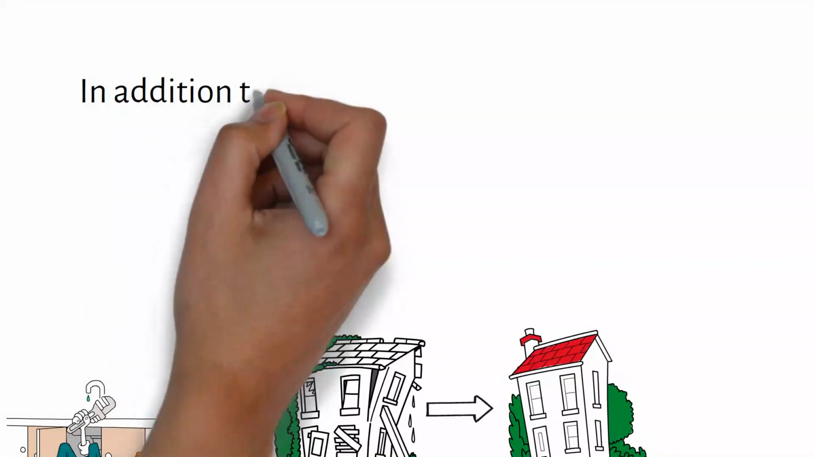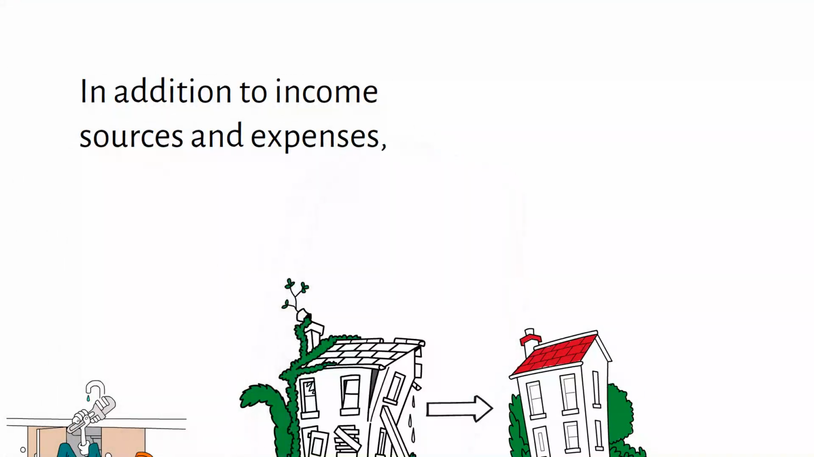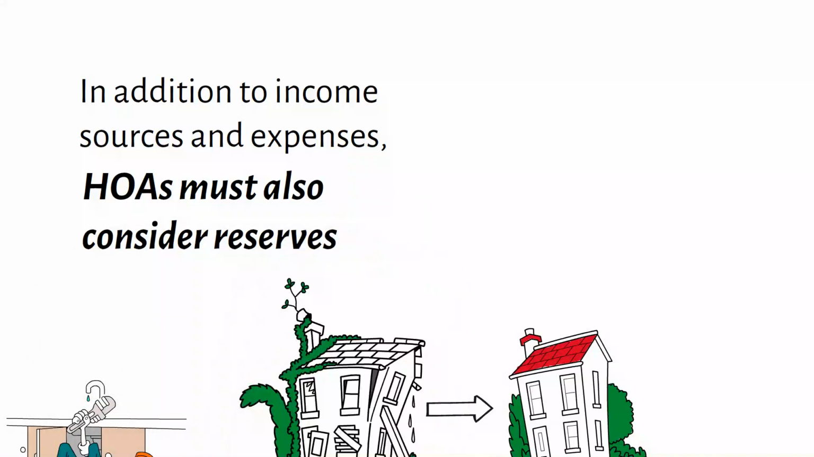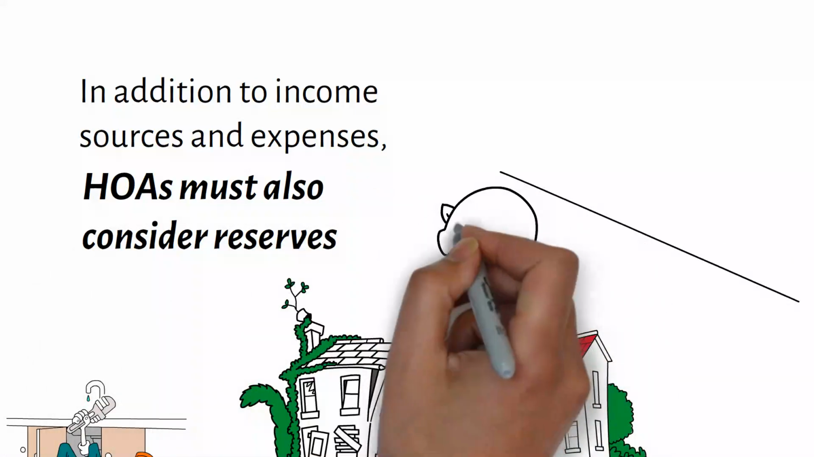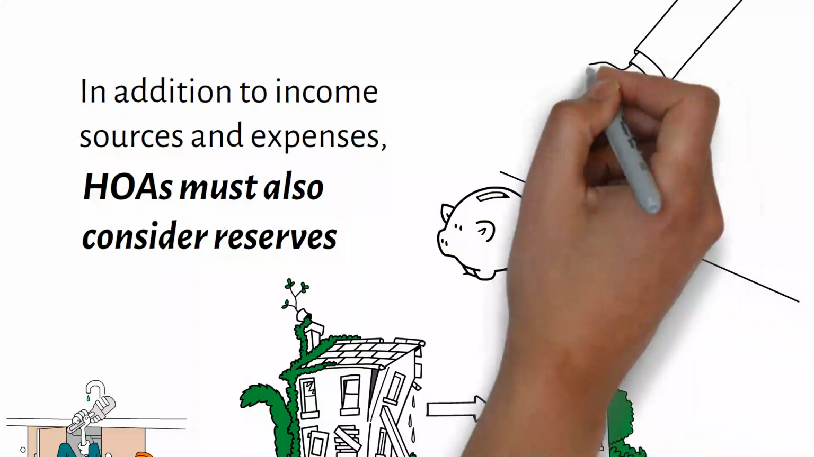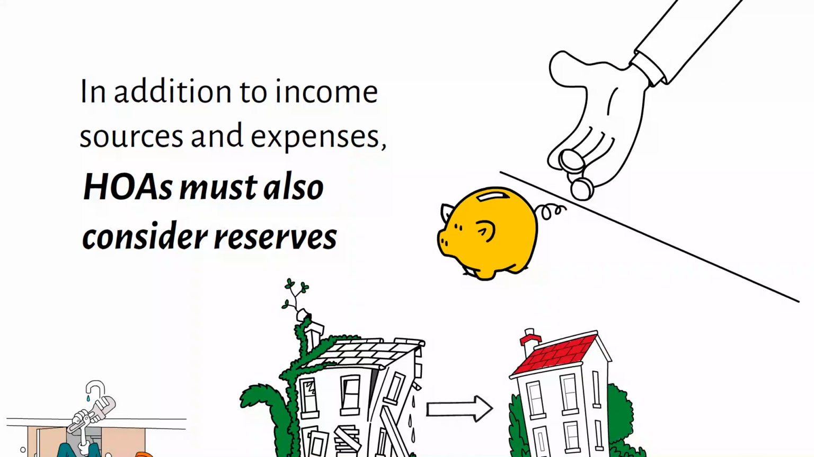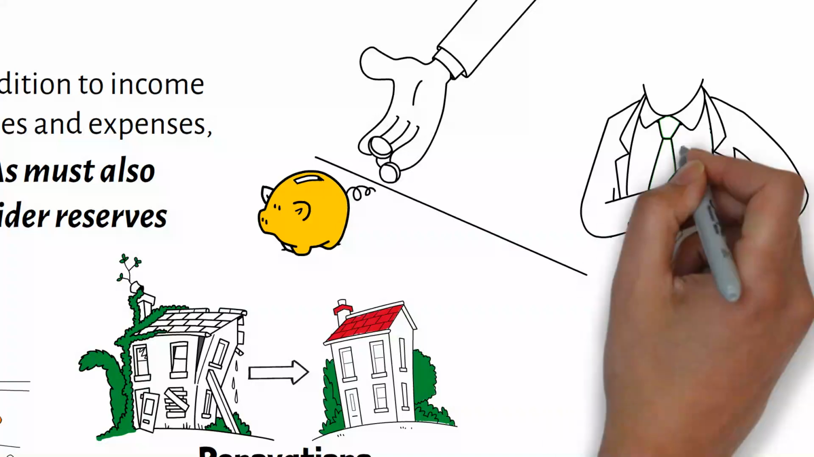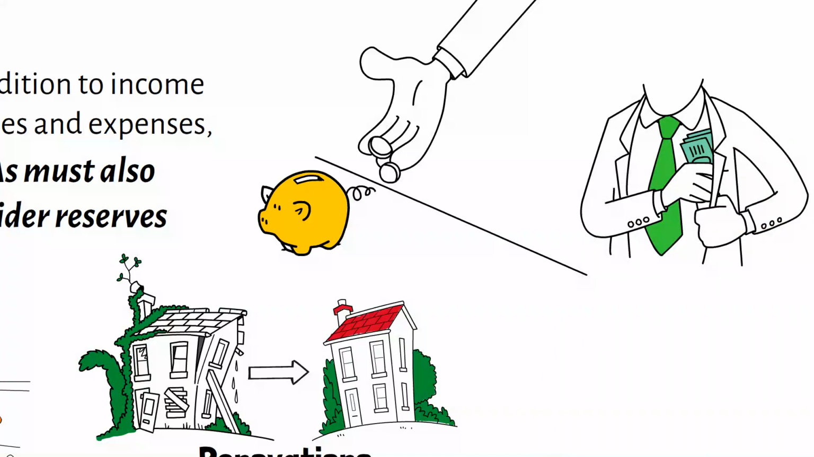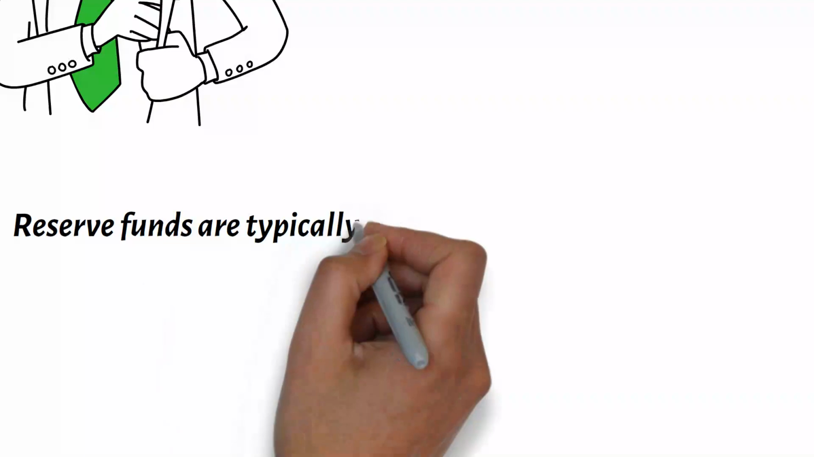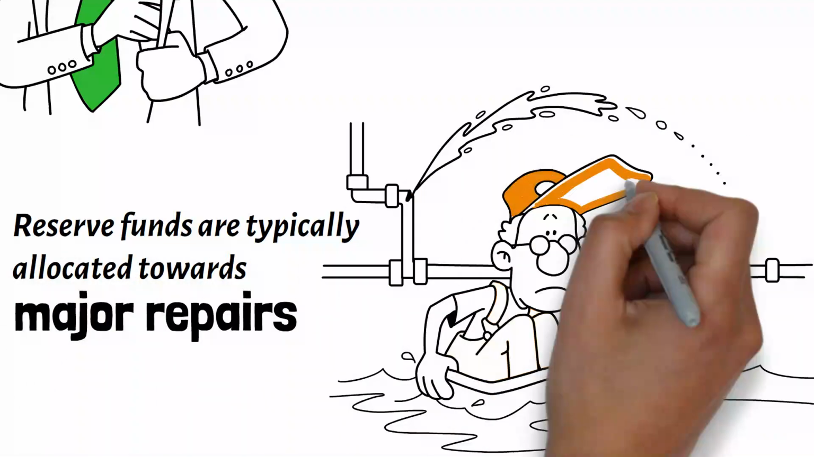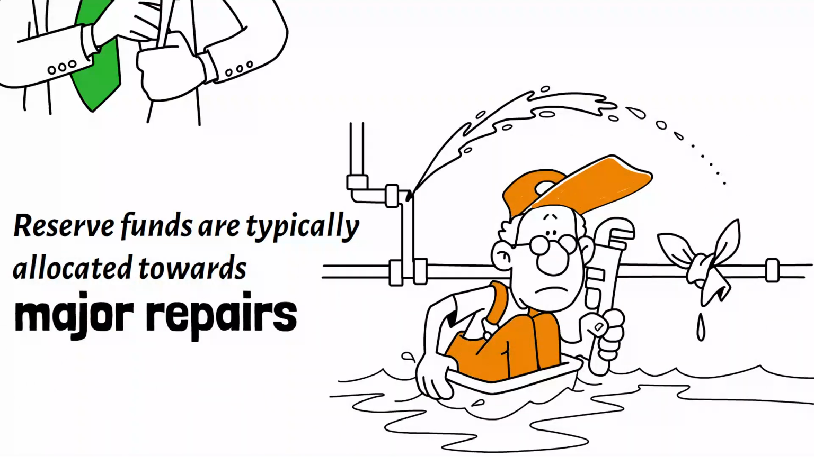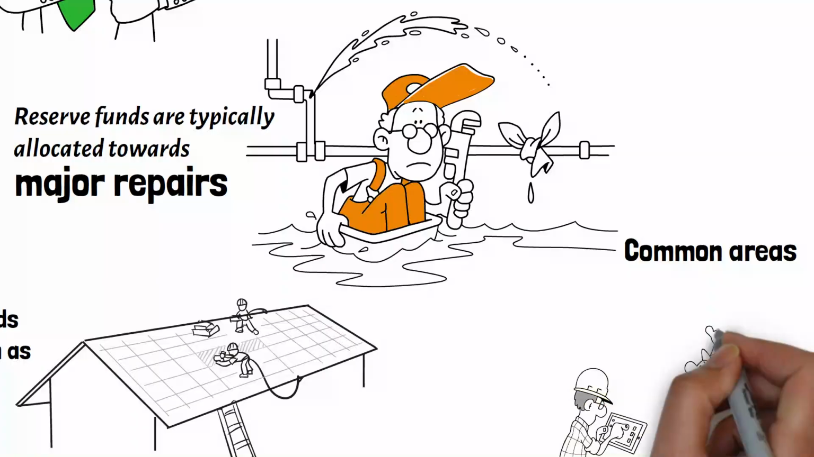In addition to income sources and expenses, HOAs must also consider reserves. Reserves are funds set aside for long-term maintenance and repairs. These funds are essential to ensure that the community is properly maintained and that homeowners do not face sudden or unexpected expenses. Reserve funds are typically allocated towards major repairs or replacements of common area elements, such as roofs, sidewalks, or community buildings.